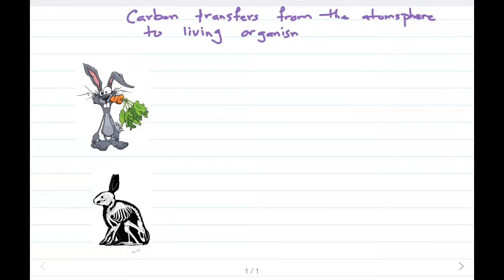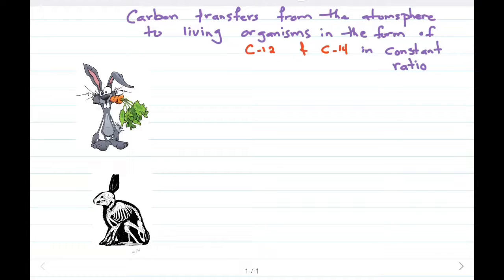So now we all agree that carbon is all around us and it's everywhere. Carbon transfers from the atmosphere in the form of carbon dioxide to autotrophs, or plants, and then from plants it goes to the consumer, which is the living organism in that case. Usually carbon is found in the form of carbon 12 and carbon 14. So the carbon inside carbon dioxide could be 12 or 14. Okay? The ratio between carbon 12 and carbon 14 is constant in the atmosphere.